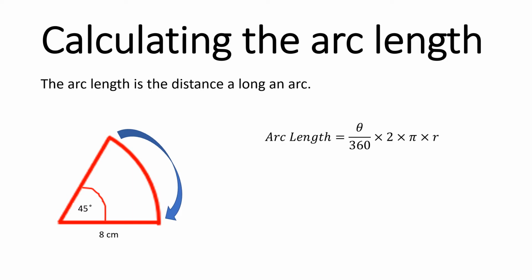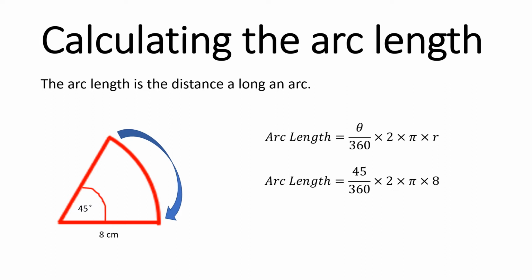Theta is represented by the angle in the sector that we're trying to calculate the arc length of. So in this case, theta would be 45. So the arc length, which is this section of the circumference of this circle where the blue arrow is, would be 45 divided by 360 times 2 times pi times 8.